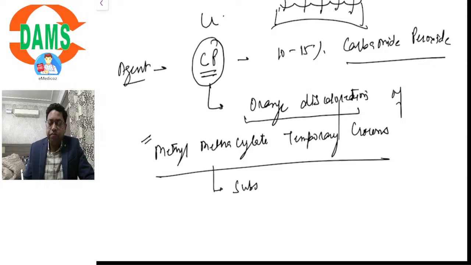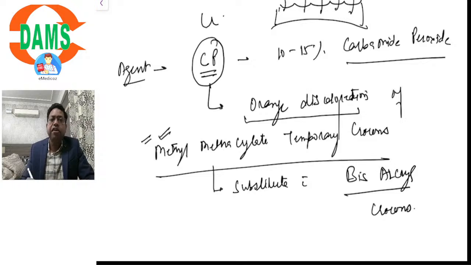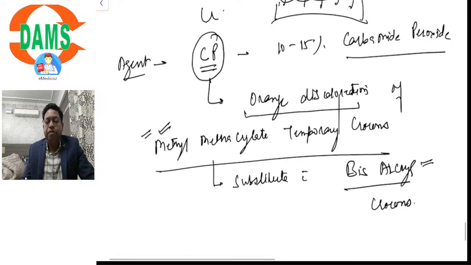So if we are planning a night guard vital bleaching procedure in a patient having methyl methacrylate temporary crowns, we can substitute them with bisacryl crowns. Instead of methyl methacrylate resin, bisacryl crowns do not get discolored with carbamide peroxide. Because it is a cosmetic treatment, something which is solicited by the patient, we have to take care that whatever temporary crowns are present remain aesthetic during the treatment also. This is one added point that you have to remember about the disadvantage of carbamide peroxide.